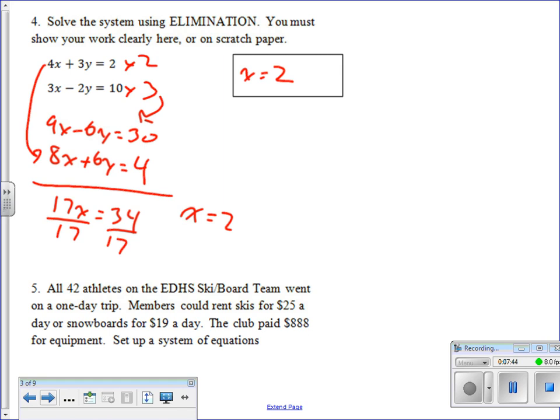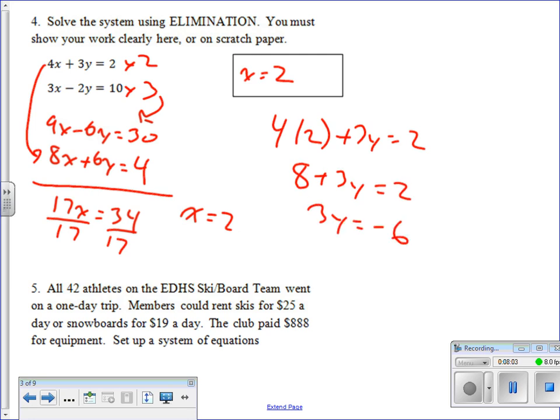I still have to find y, so I plug it into either equation to figure out what y is. Do the top one because my y's are positive. 4 times 2 plus 3y equals 2. 8 plus 3y equals 2. 3y equals negative 6. Subtract 8 from both sides. Divide by 3. And y equals negative 2. Okay?